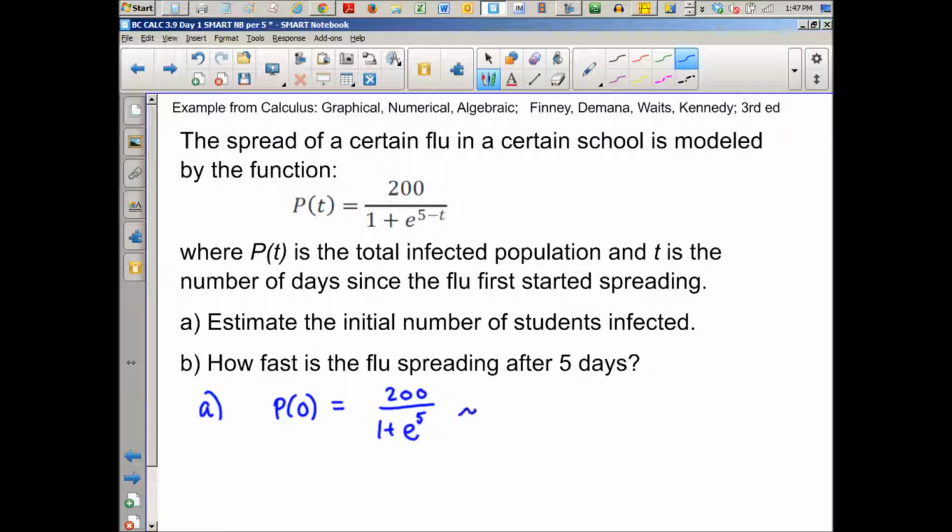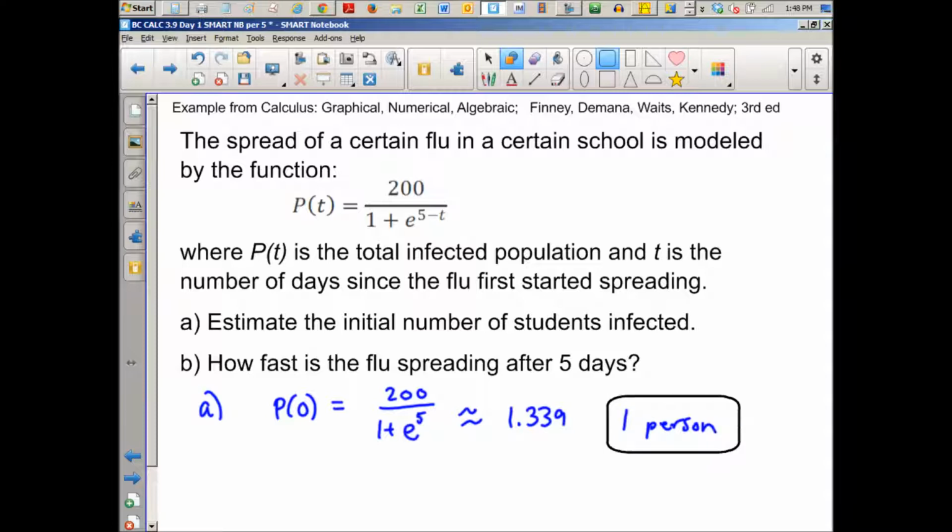It's like 1.339. This would just mean one person infected. So the entire flu began with one person being infected. That kind of makes sense. Okay, now let's go on and do part B.